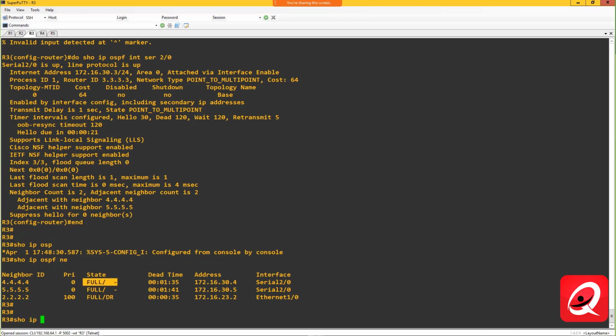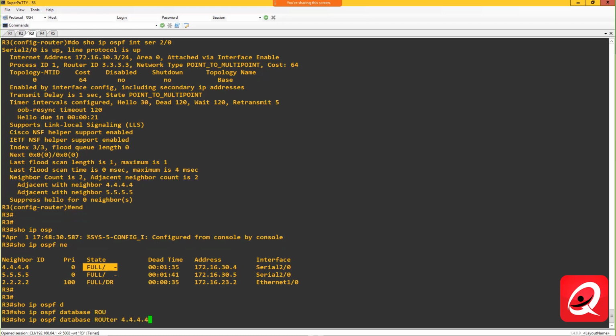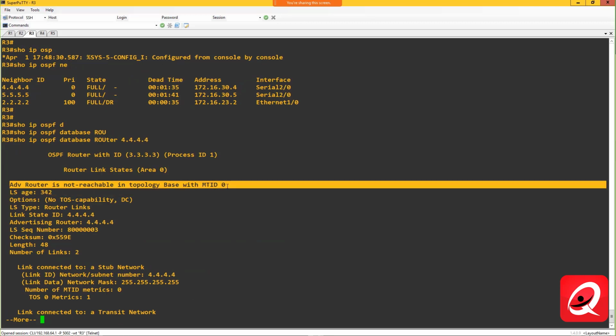But if I do a show ip ospf database router 4.4.4.4, we see again that we're running into problems. We're not having a problem with adjacencies, but we're running into problems with resolving the topology. Because again, it's kind of like that whole broadcast versus point-to-point. The network types are not really compatible with each other. Non-broadcast is trying to do things differently within OSPF than this point-to-multipoint.